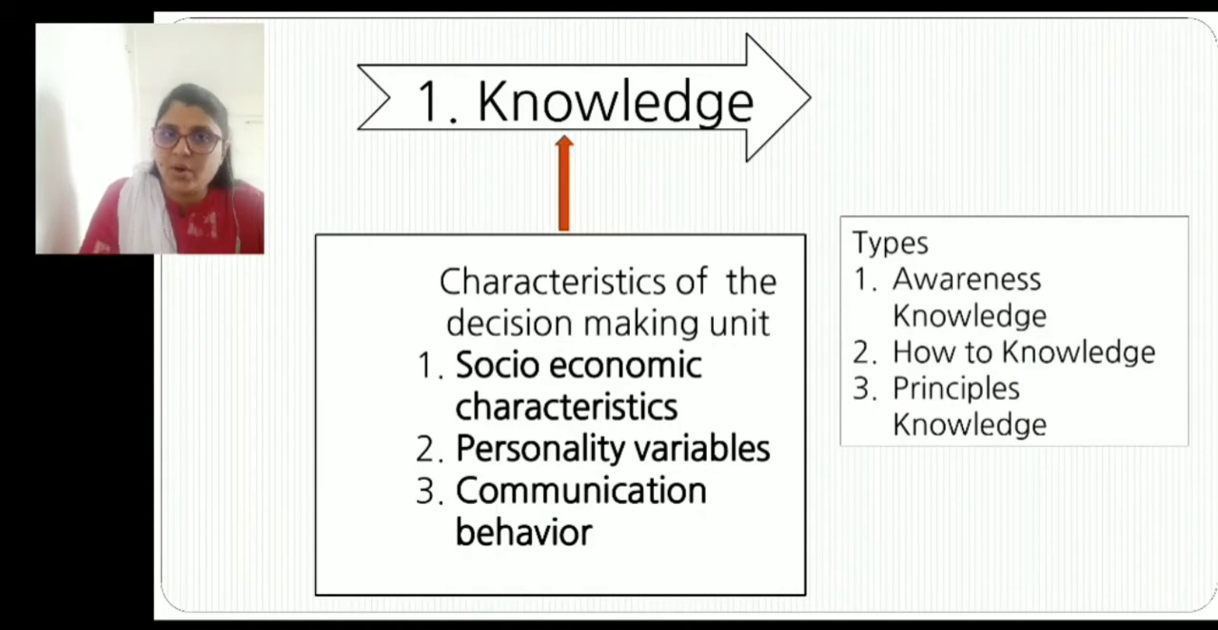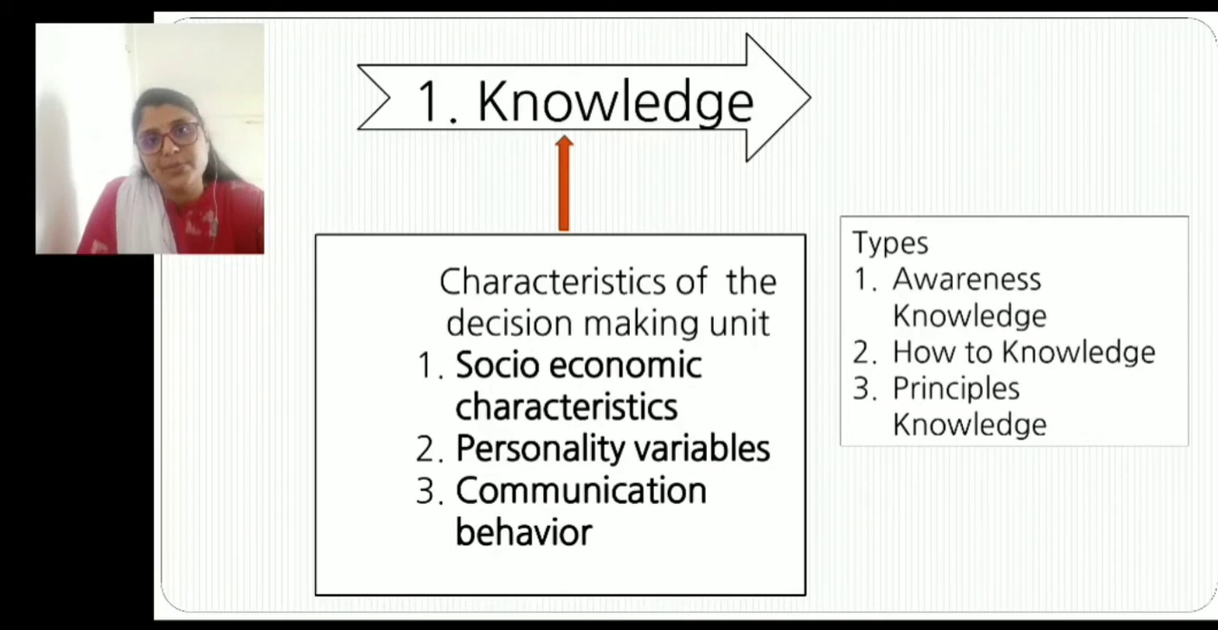So here the first one is knowledge. There are 3 types of knowledge: awareness knowledge, how-to knowledge, and principles knowledge. Knowledge is getting information regarding that innovation. Okay, awareness, you should have some idea in your mind to get knowledge regarding that innovation. How-to knowledge, after getting the information about the innovation, you should know how to apply that innovation on your farm. Trial and decision is there: we should try that innovation on the farm, and then you take the decision. That is how-to knowledge.